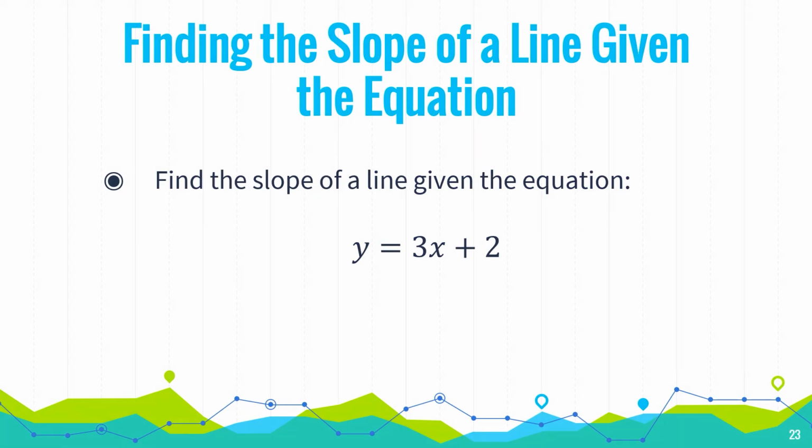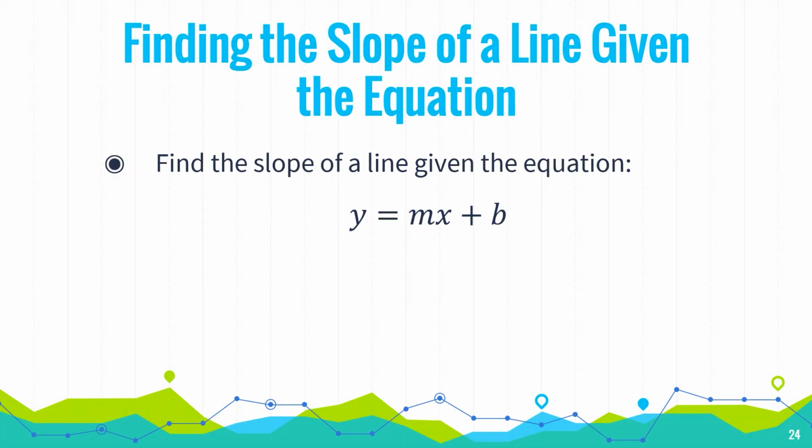Let's have this example. Find the slope of a line given the equation y is equal to 3x plus 2. To solve, we have to follow the formula y is equal to mx plus b, and m is the slope. So we have the given y is equal to 3x plus 2. Therefore, the value of the slope is 3 and the value of the intercept is 2.